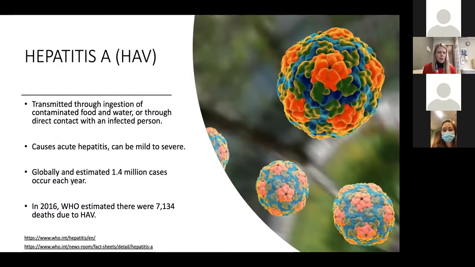This is transmitted primarily through ingestion of contaminated food and water or through direct contact with people who are infected. Typically this causes an acute hepatitis, and the acute hepatitis can be either mild to severe. Globally there's an estimated 1.4 million cases that occur annually. And in 2016, WHO estimated that there were just over 7,000 deaths related to acute hepatitis A.